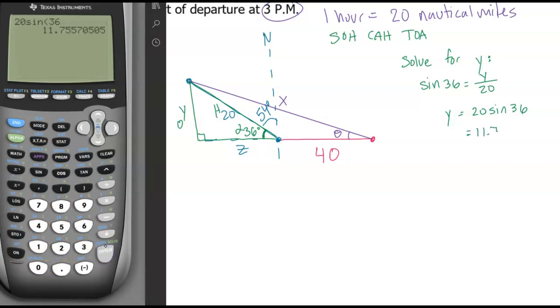11.756. Then we solve for z, where z is the adjacent side this time, so I'm going to use cosine. You could have used Pythagorean theorem as well, but I prefer trig, so I'm just going to keep using trig. We have cosine of 36 is z over h, which is 20. So z is equal to 20 times cosine of 36.